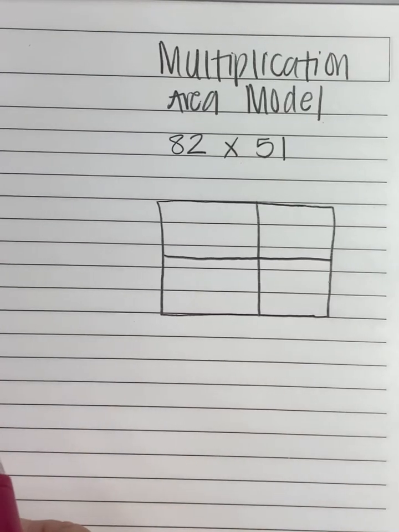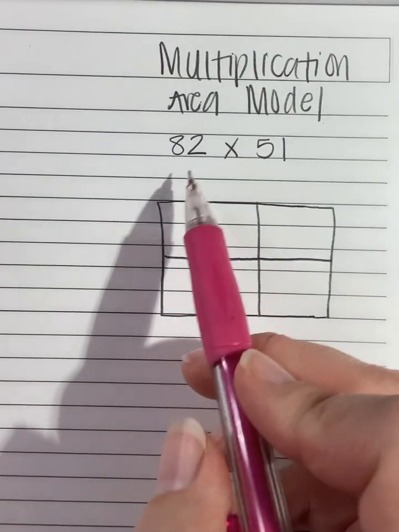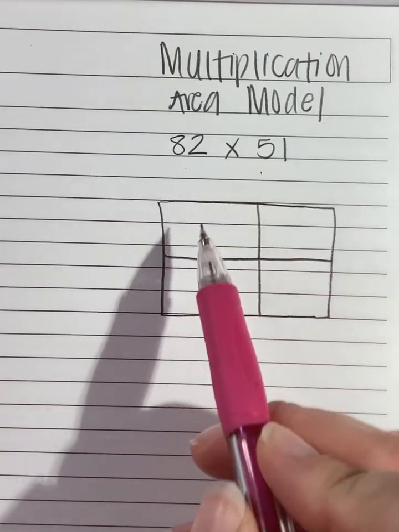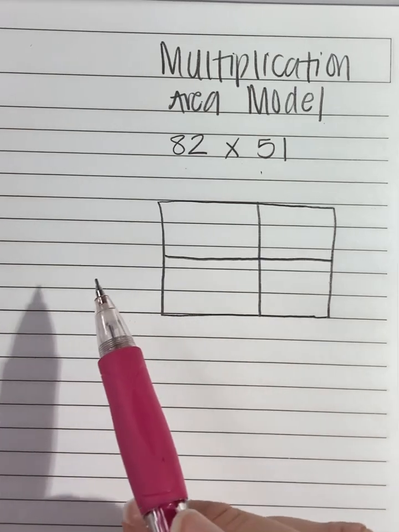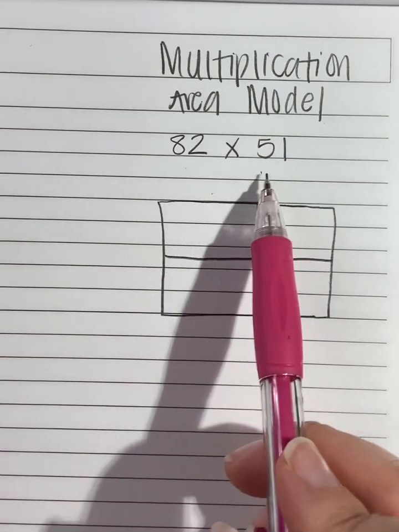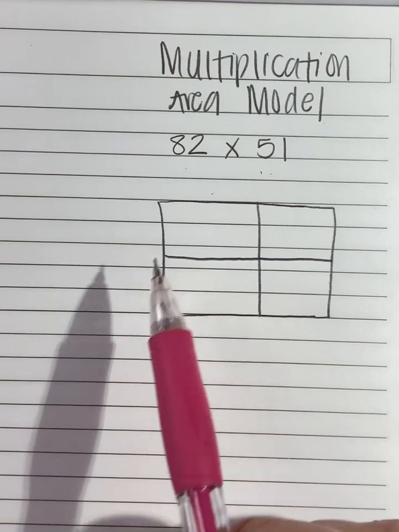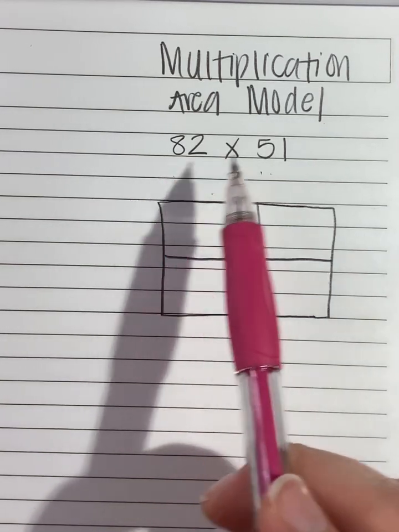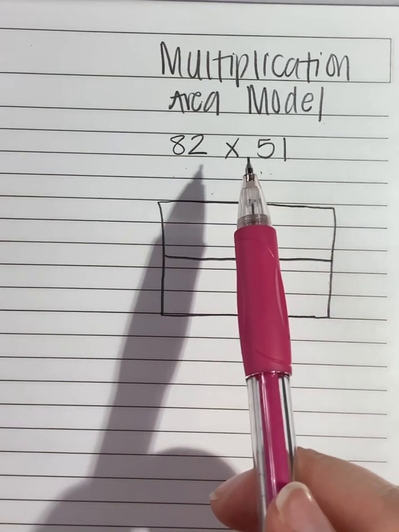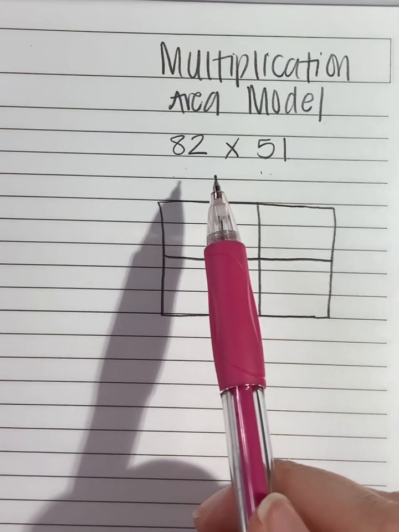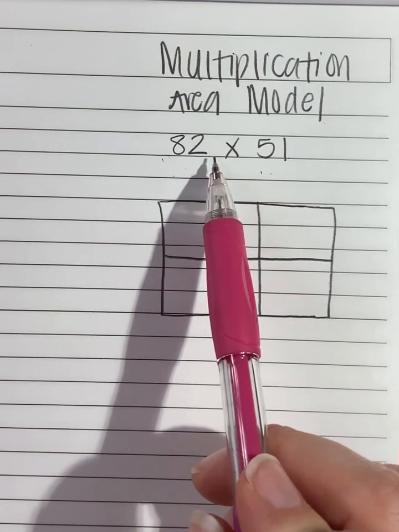All right, multiplication using the area model with a 2-digit times a 2-digit. So we've done multiplication with 2-digit times 1. 2-digit times 2 is just one step further. This time we're going to decompose both factors. Remember, decompose simply means break it down. So we're going to break it down to tens and ones.